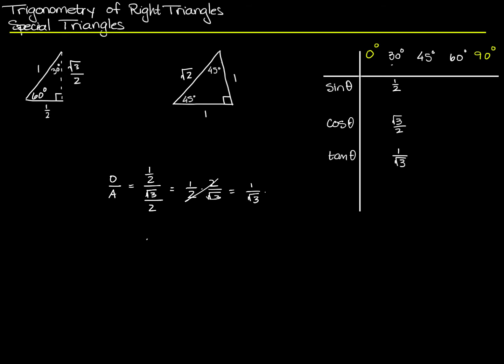Now, again, if you choose to, you can write this as root 3 over 3, and you may see it that way sometimes, but I don't care. If you want to leave that as 1 over the root of 3, that's absolutely fine. That's what I would do.